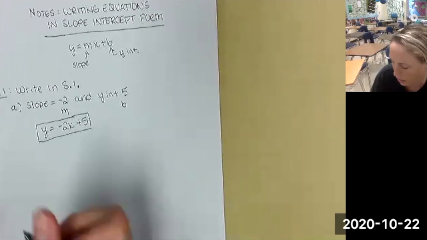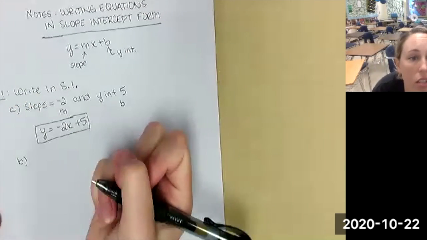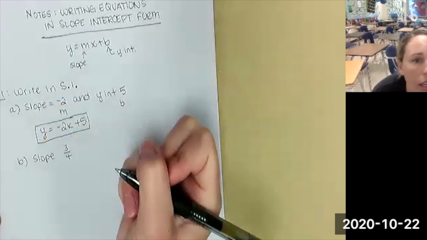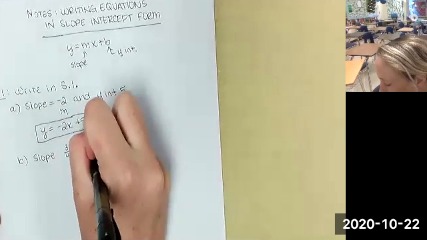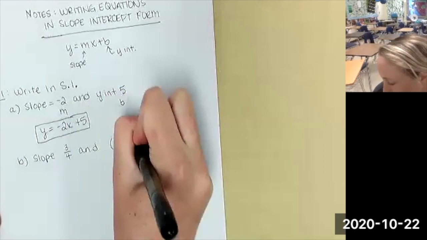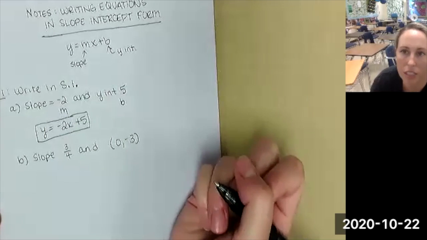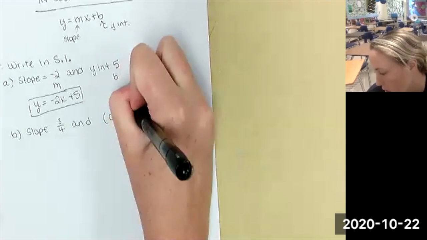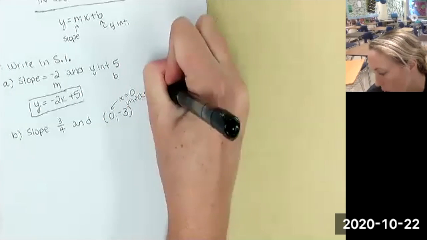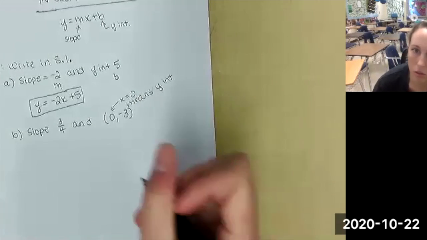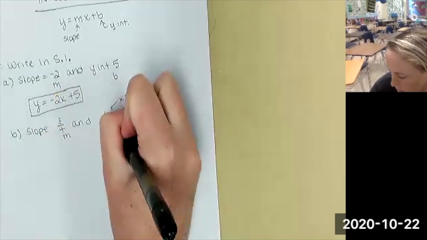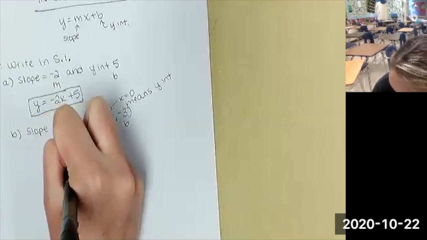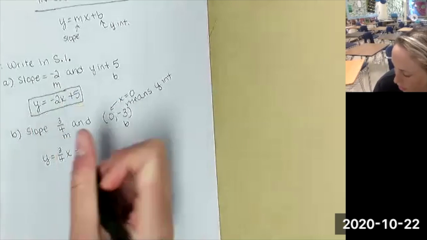Okay, next one, let's say they give us slope of 3/4 and y-intercept or point (0, -3). So we know that (0, -3) is the y-intercept because for y-intercepts, x equals 0. So for this, we're going to write our m and our b, and we've got y equals 3/4 x, and then I can just make it -3.